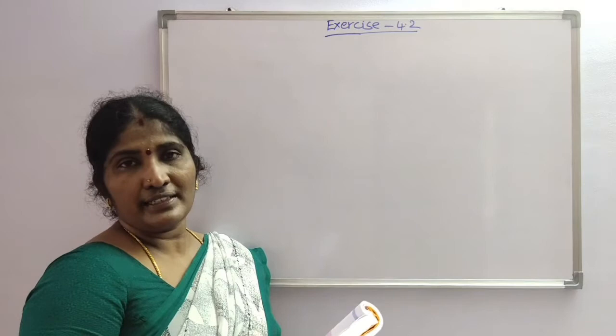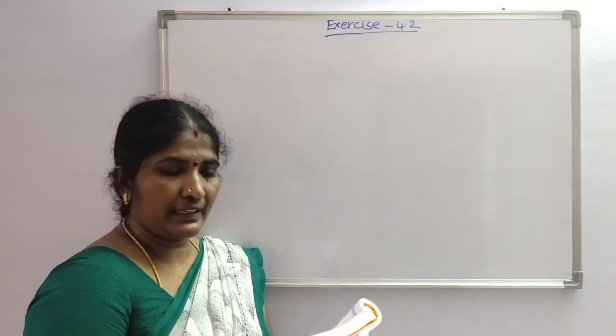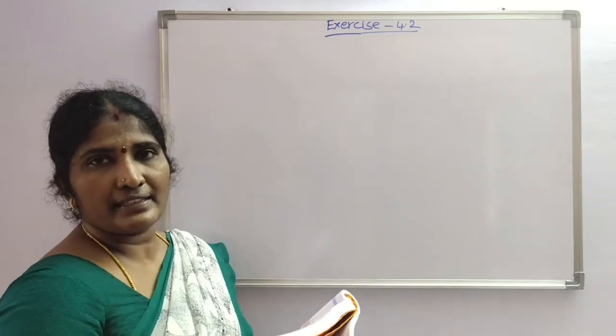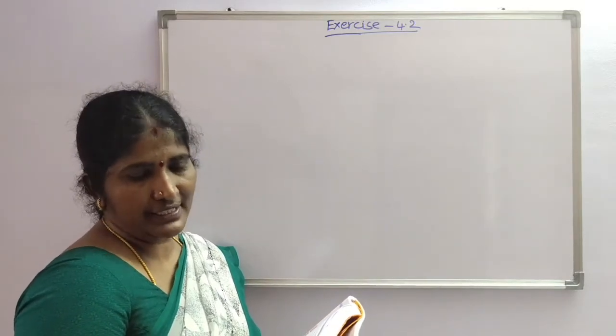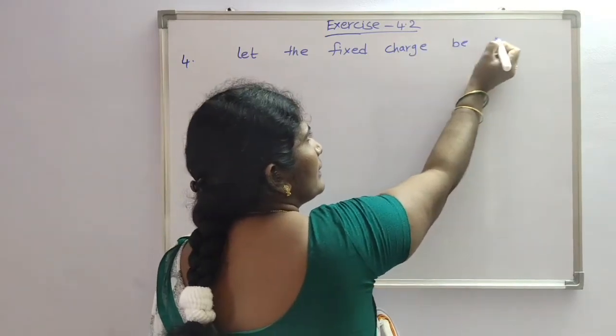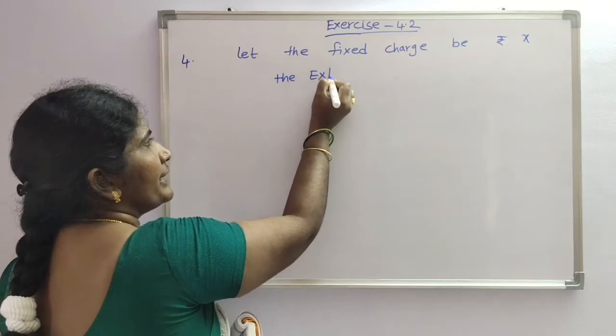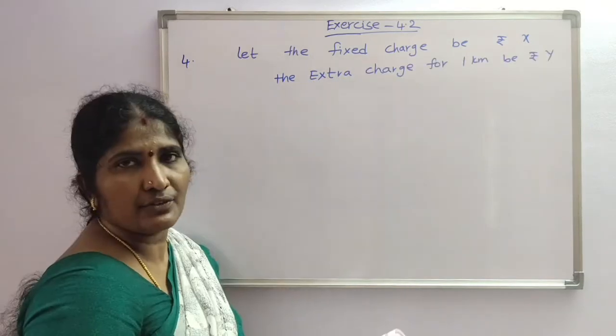Now, we don't know here what the fixed price and the extra charge for each kilometer are. First of all, let the fixed price be x and the extra amount for each kilometer be y. Let the fixed charge be rupees x. The extra charge for each kilometer is taken as y.